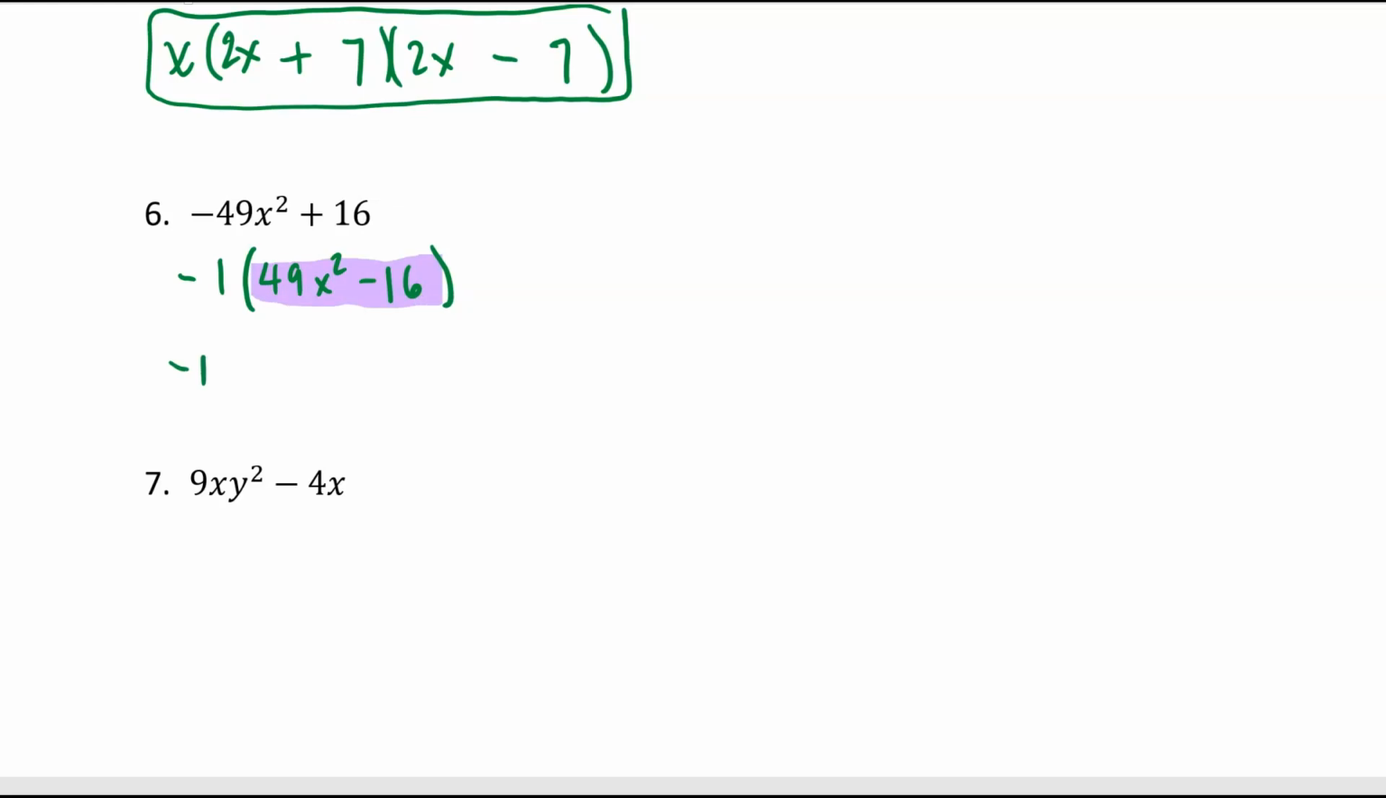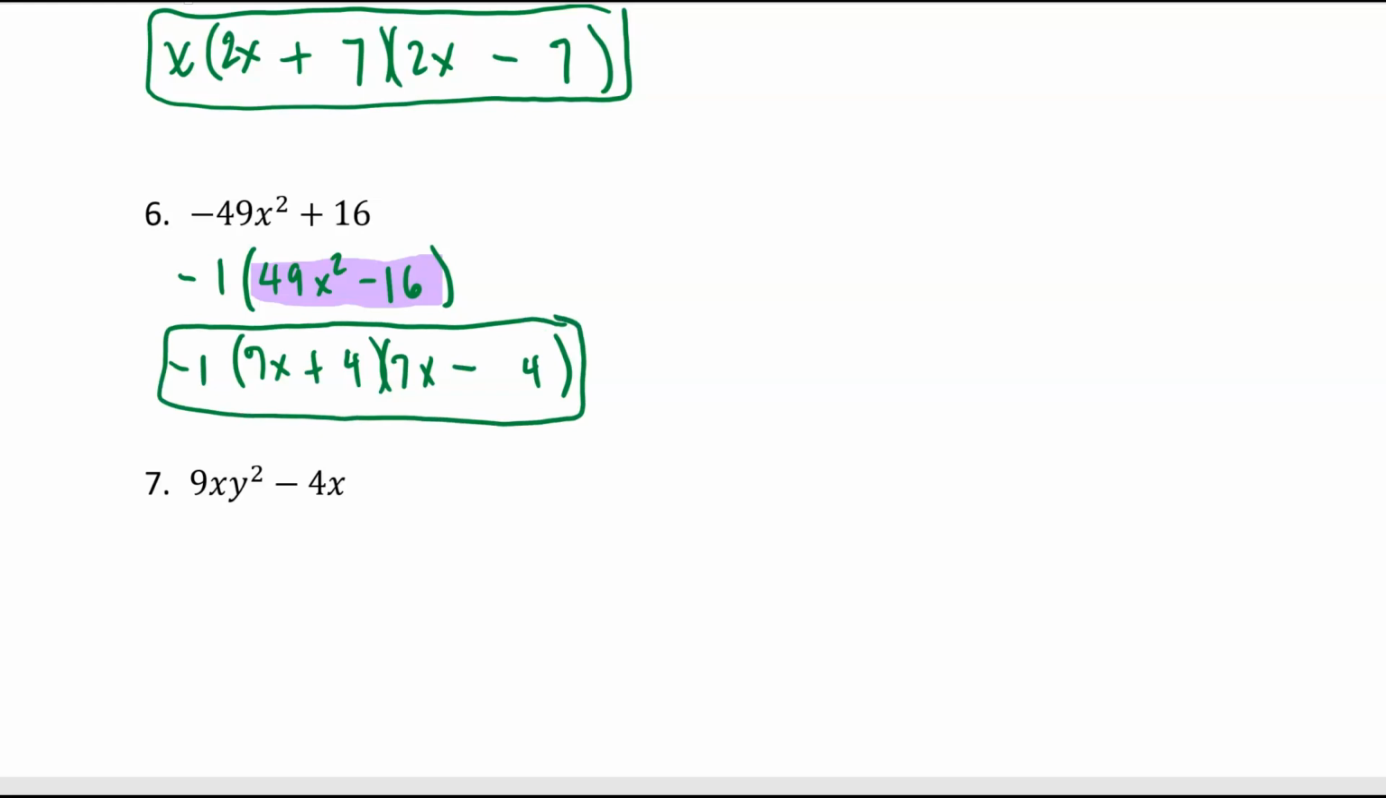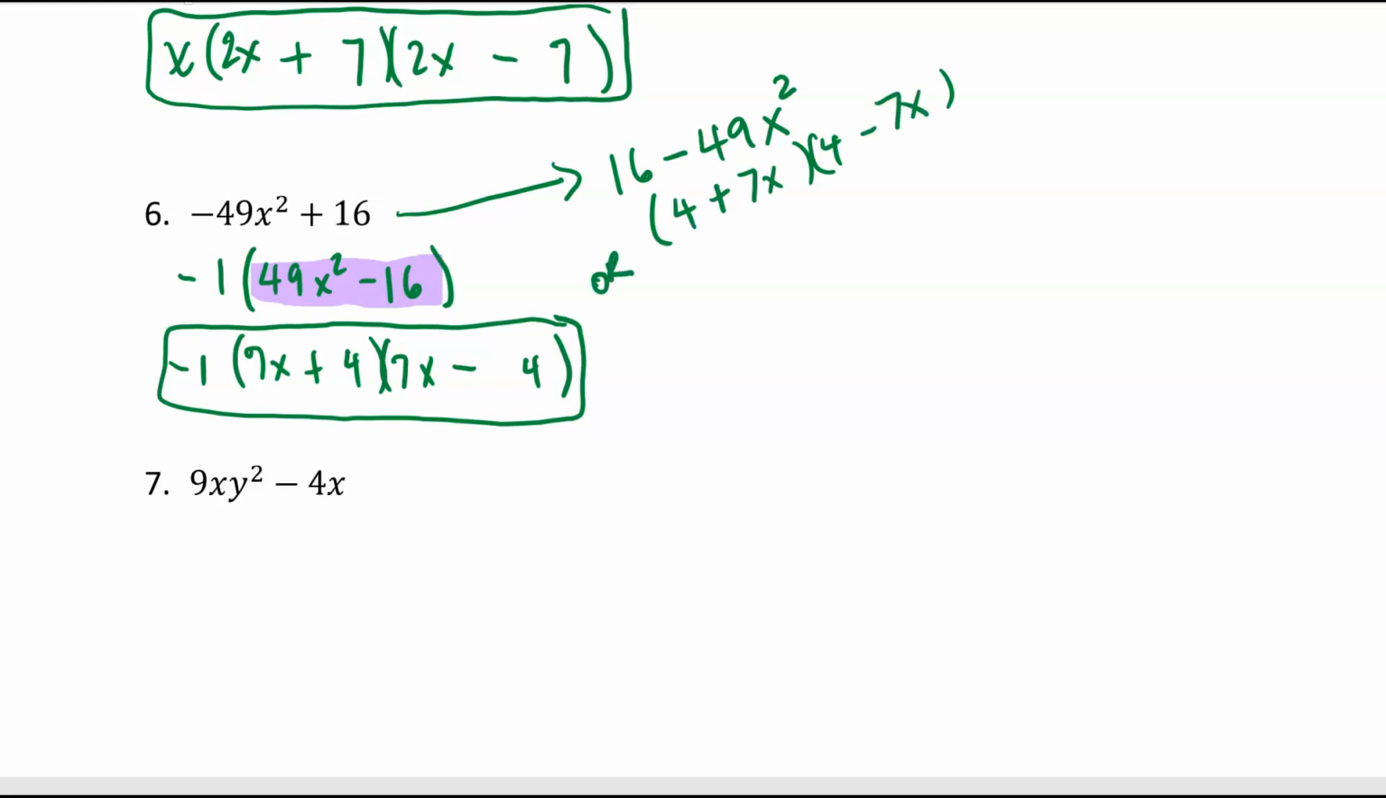So we have -1 times, what's the square root of 49x squared? That would be 7x. Square root of 16 would be 4. And we put plus or minus. Another way of looking at this would have been 16 minus 49x squared, which could have been written backwards, and you could have written the answer as 4 plus 7x and 4 minus 7x. So I would take either answer.